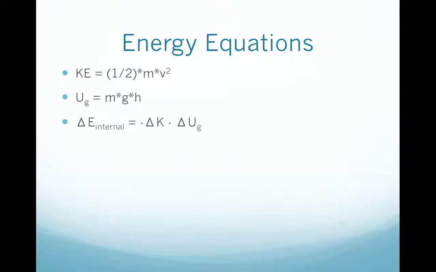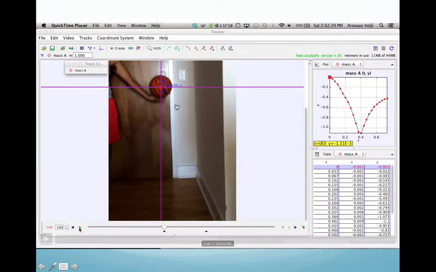Some energy equations that were used in the code were: kinetic energy equals 1/2 mv squared, gravitational potential energy equals mgh, and the change in internal energy equals negative change in kinetic energy minus the change in gravitational potential energy. Here is the video from Tracker.